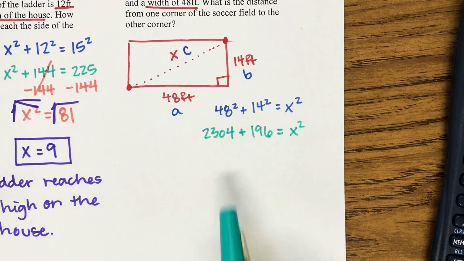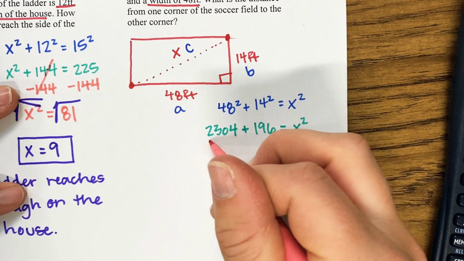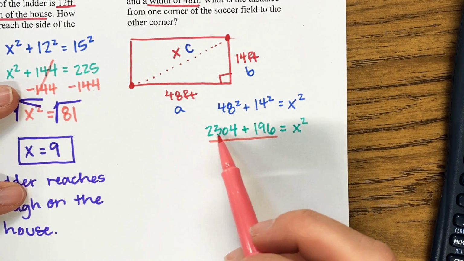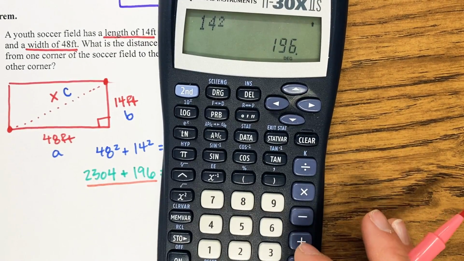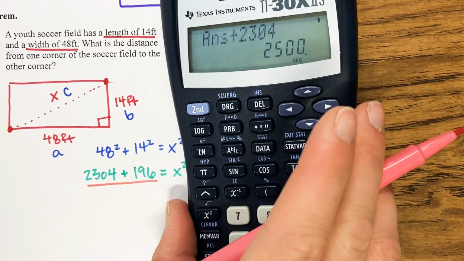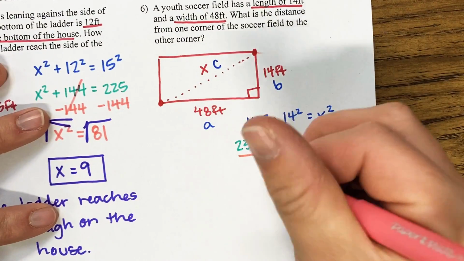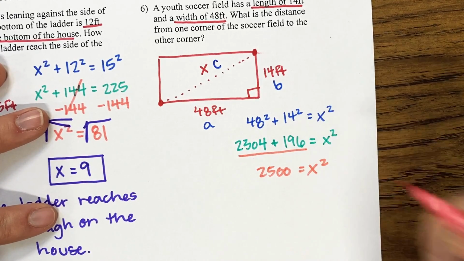Okay, now we're just solving it just like we have in the past. So let's go ahead and add these two numbers together. So what is 2,304 plus 196? Well, I have 196. I just need to add 2,304. And I get 2,500, equals x squared.